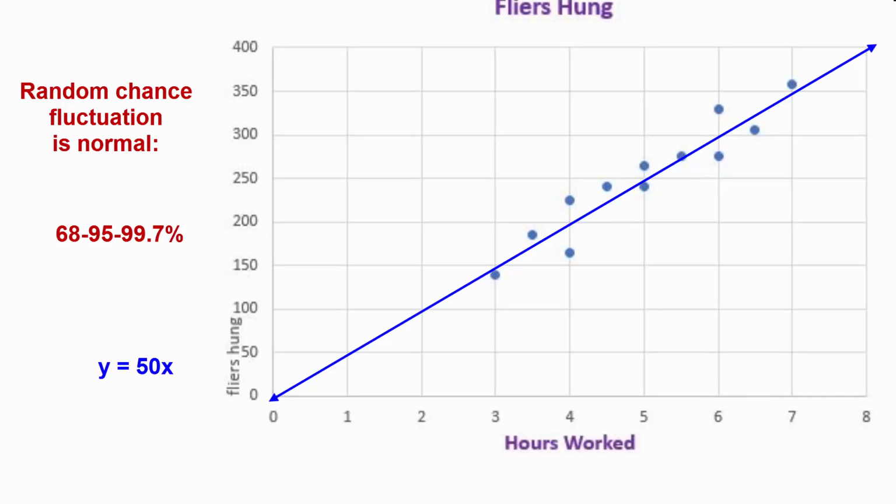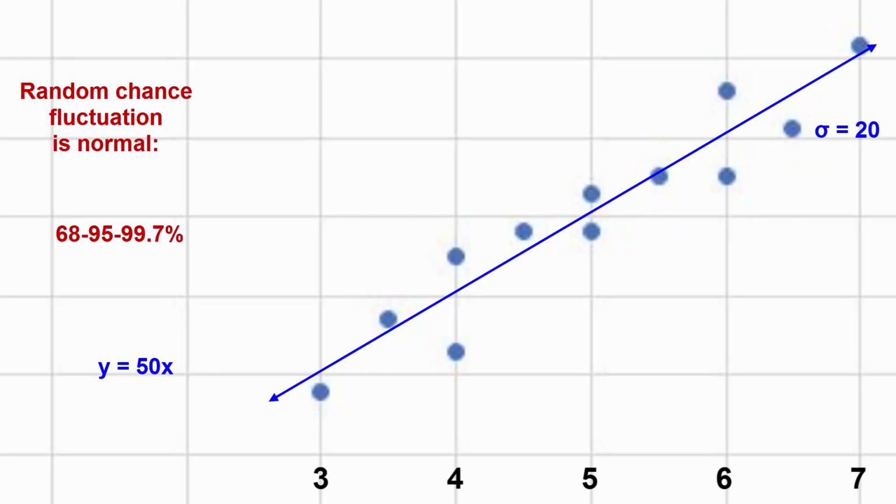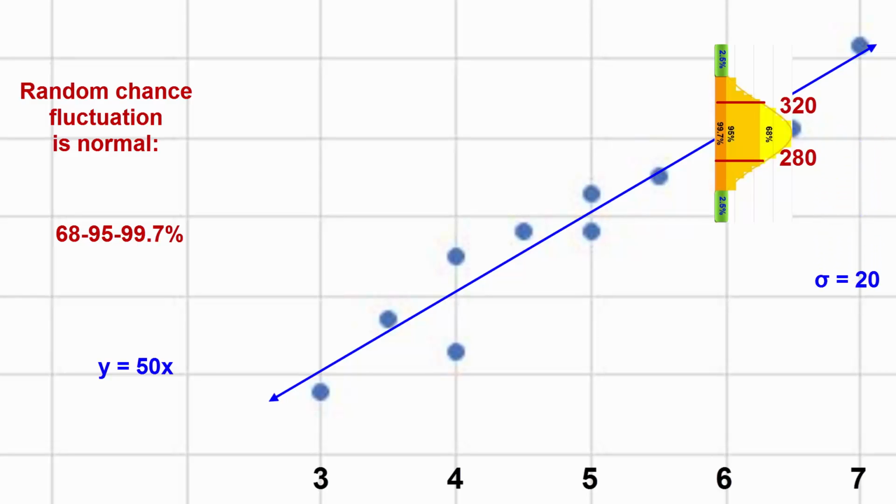Suppose the standard deviation is 20 flyers. We would expect 68% of all flyers hung in 6 hours to be within one standard deviation of the 300 flyers predicted, so between 280 and 320. We would then tend to see another 27% from 1 to 2 standard deviations away, for a total of 95% of the results between 260 and 340, and then less than 5% of the results would be outside of that.